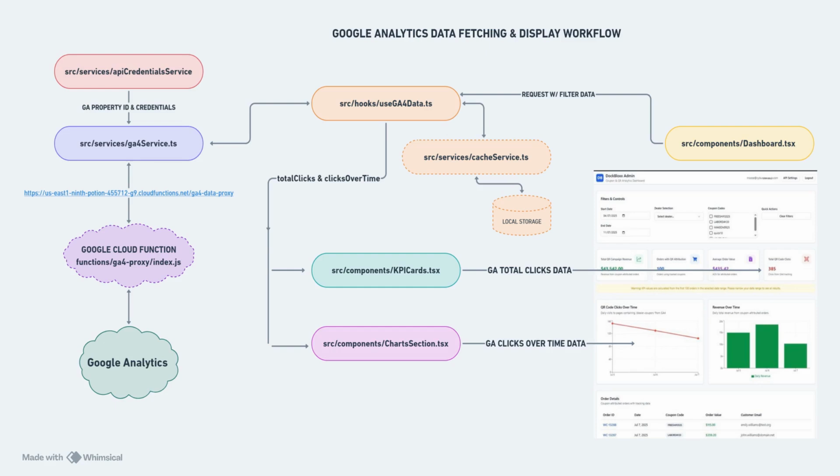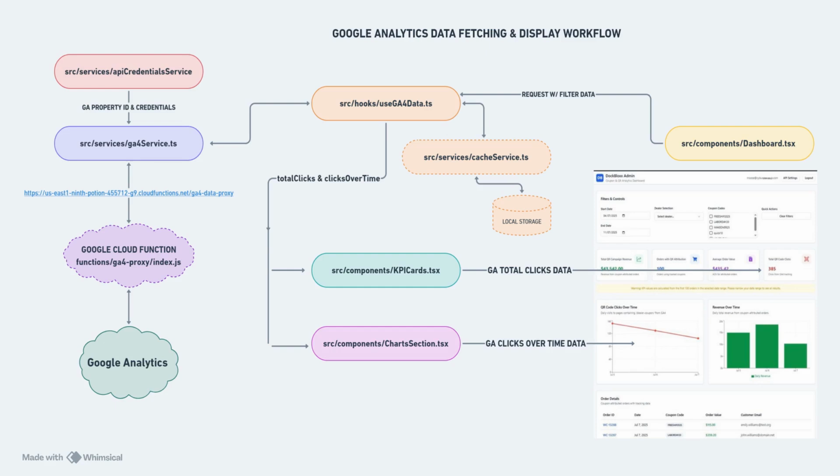Now here's where things get interesting. useGA4Data.ts needs to talk to Google Analytics, so it reaches out to GA4Service.ts. But GA4Service.ts has a problem. It can't make direct calls to Google Analytics because of CORS restrictions. Browsers simply won't allow it. So here's our clever workaround.